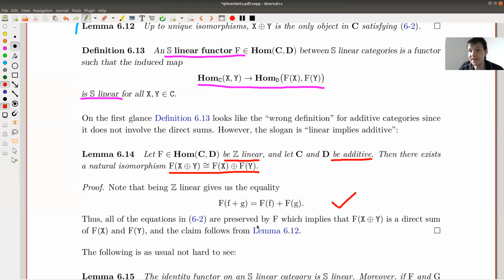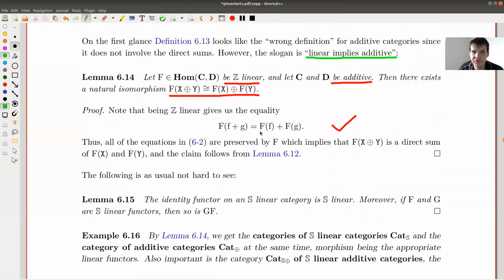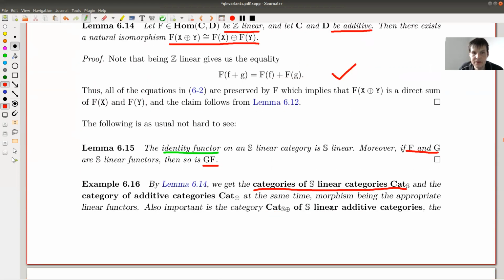It's a bit surprising. Linear is certainly the right notion for linear categories, but it's also the right notion for additive categories. And really, the slogan is linear implies additive, right? In this case. All right. And then we run through the usual yoga. Surely the additive functor is linear. The identity functor is linear. Composition is linear. So you get a category of linear categories, and I denote this by Cat S. And similarly, you get the category of additive categories, and I denote this by Cat direct sum.